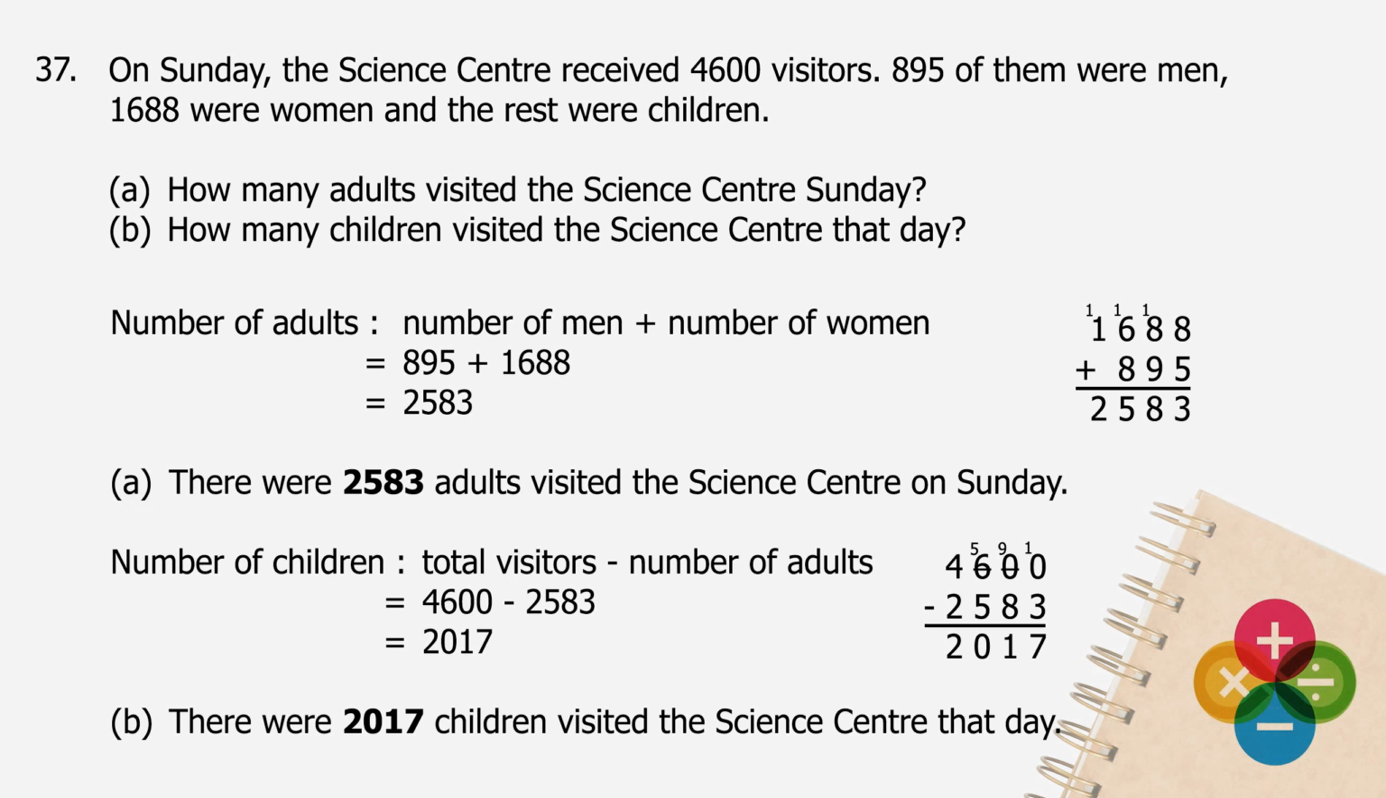The number of adults will be, add the number of men to the number of women, which is equal to, add 895 to 1,688, and the sum is 2,583. A. There were 2,583 adults visited the Science Center on Sunday. The number of children will be, subtract the total number of visitors from the number of adults, which is equal to, subtract 4,600 from 2,583, and the difference is 2,017. B. There were 2,017 children visited the Science Center that day.